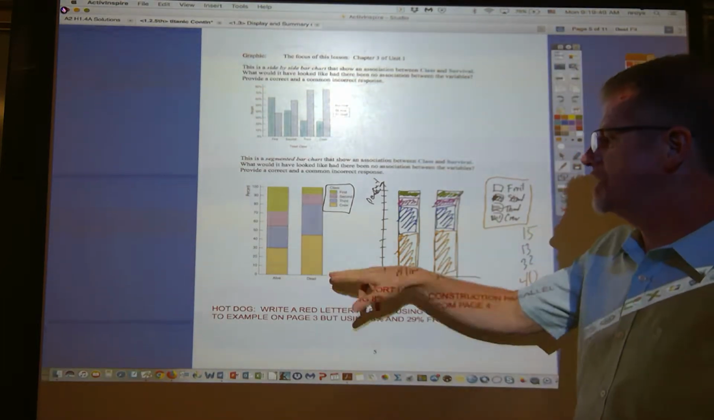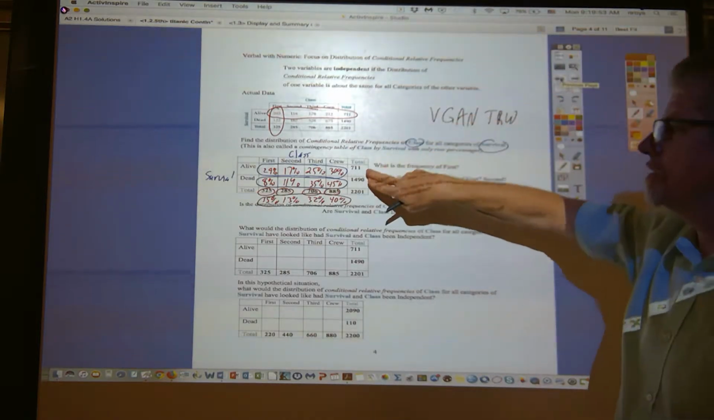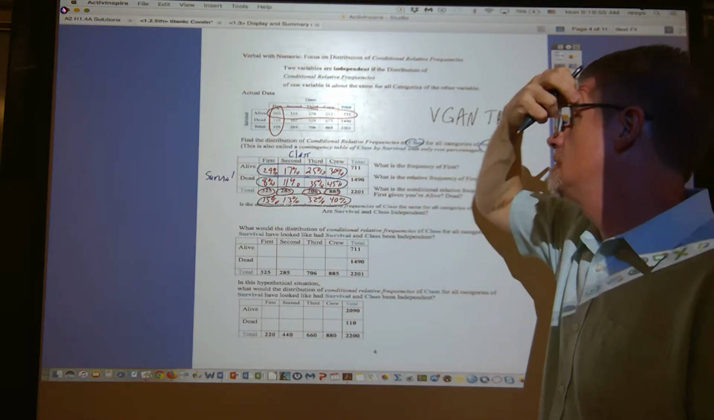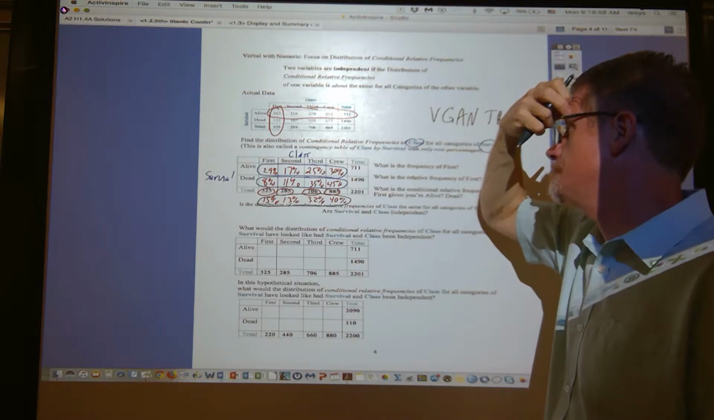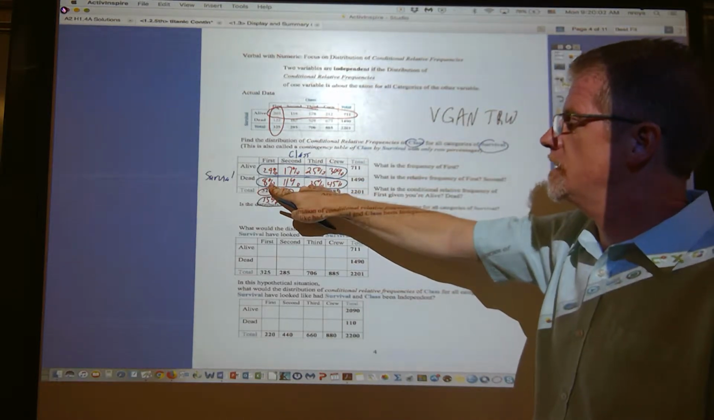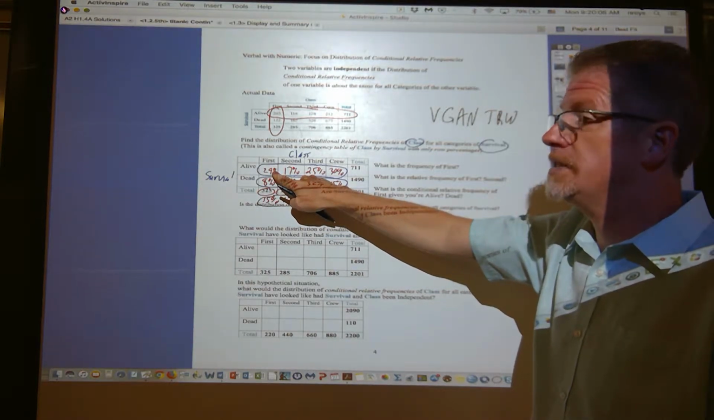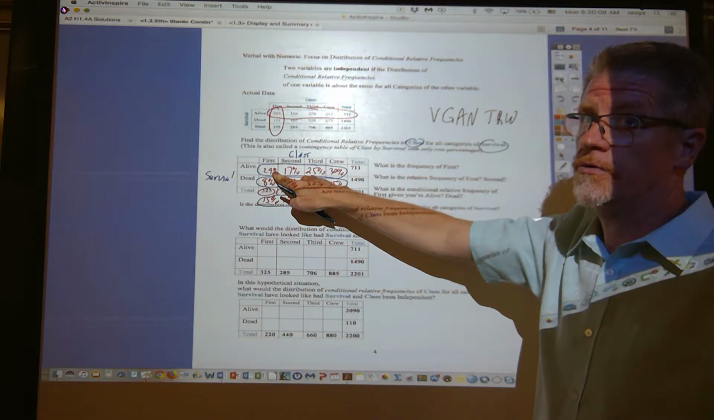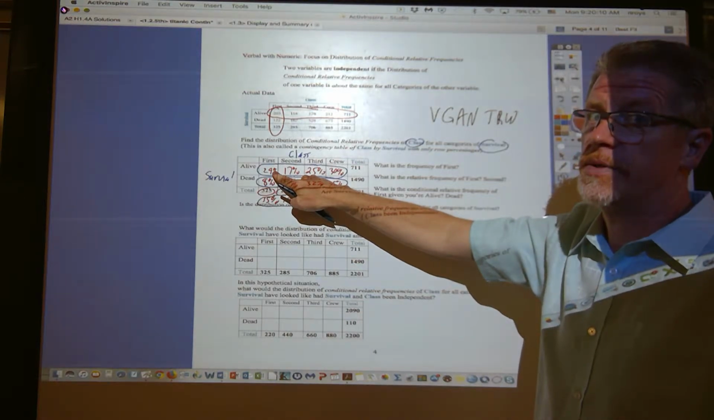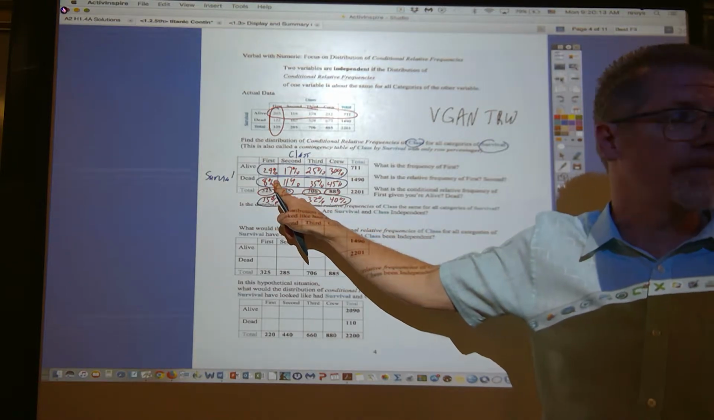Well, among the dead, and the numbers for it were on this previous problem. Among the dead, only 8% of the dead were first class, but 29% of the living were first class. Had survival been independent of class, then those two numbers would have been the same.